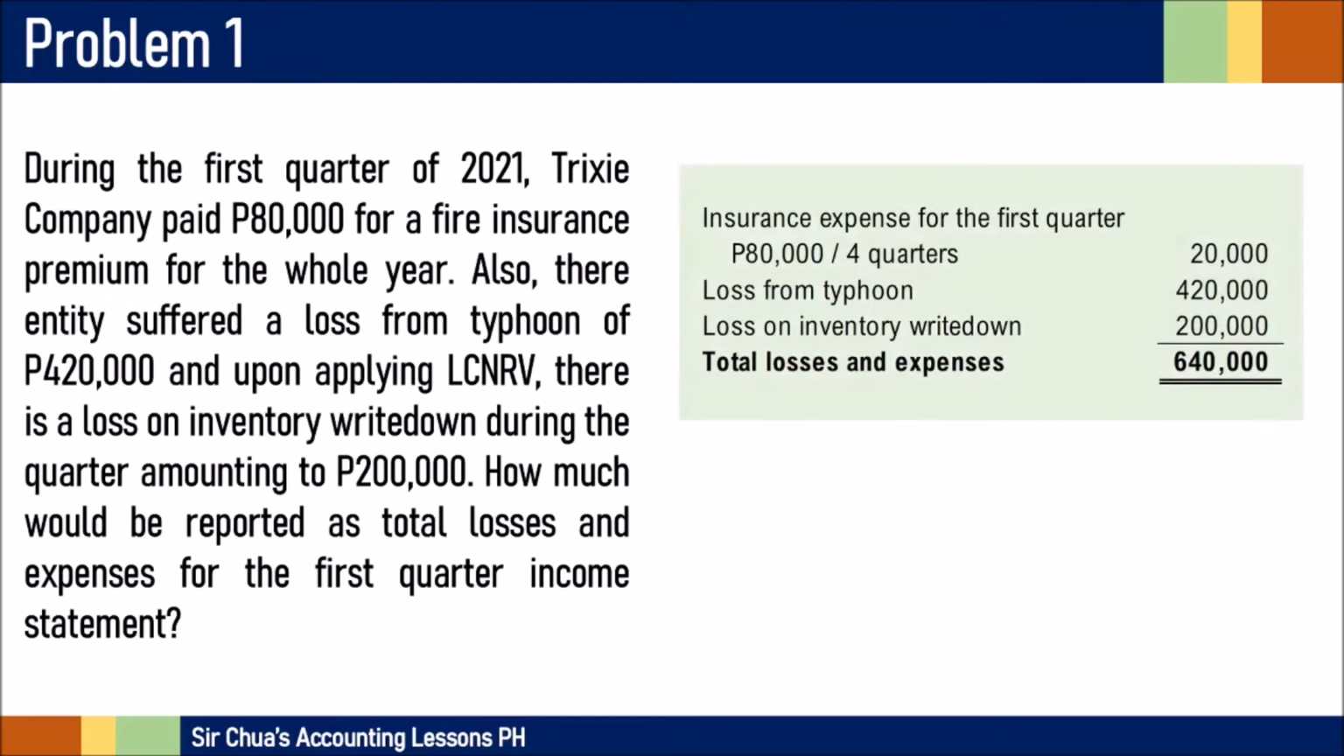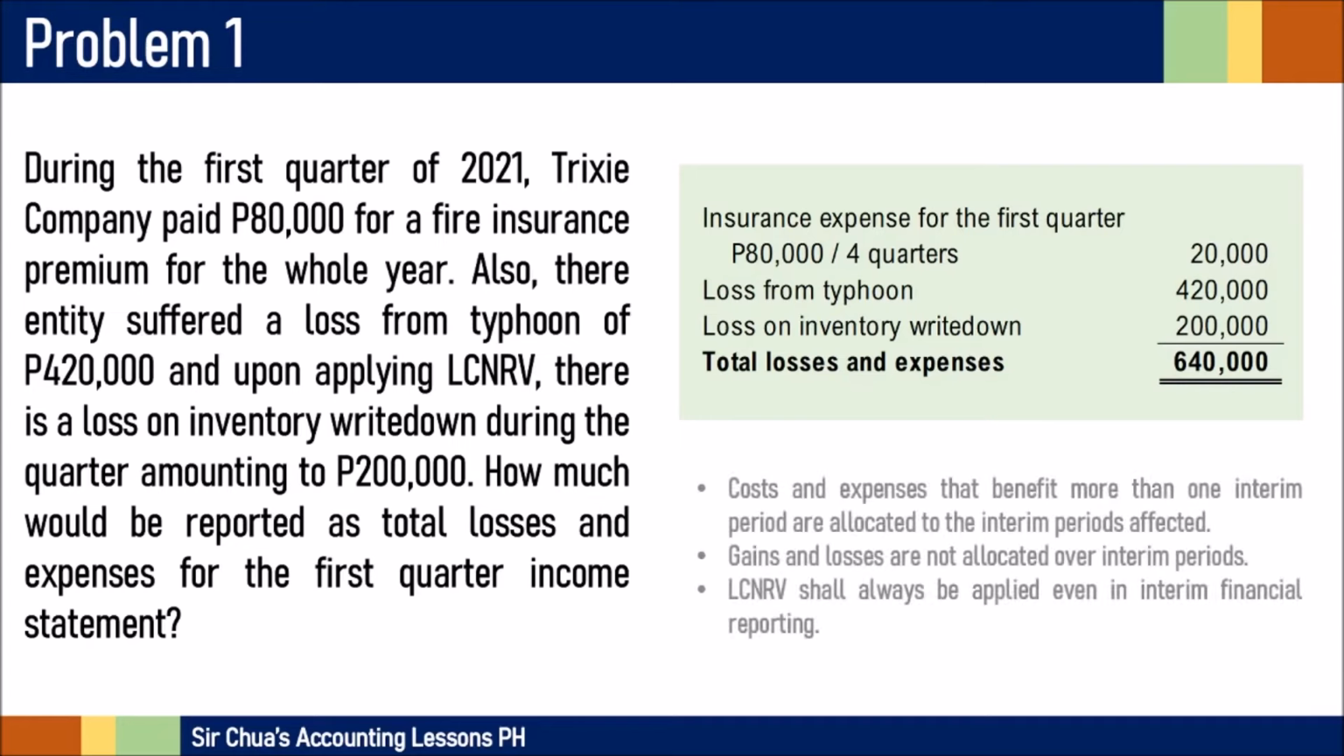Ganito po gagawin natin. Yung insurance expense po natin na 80,000, yan po ay pang buong taon. Sinabi naman po sa problem that the 80,000 is a fire insurance premium for the whole year. So the 80,000 is applicable for all 4 quarters. For the first quarter, what is only applicable is 20,000. However, both your loss from typhoon and loss on inventory write-down will be reported buo during the first quarter, and this is the reason why.